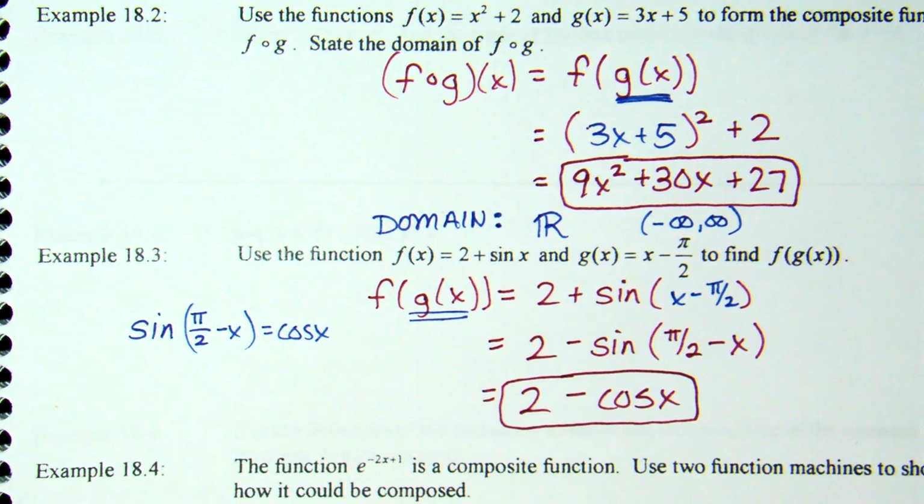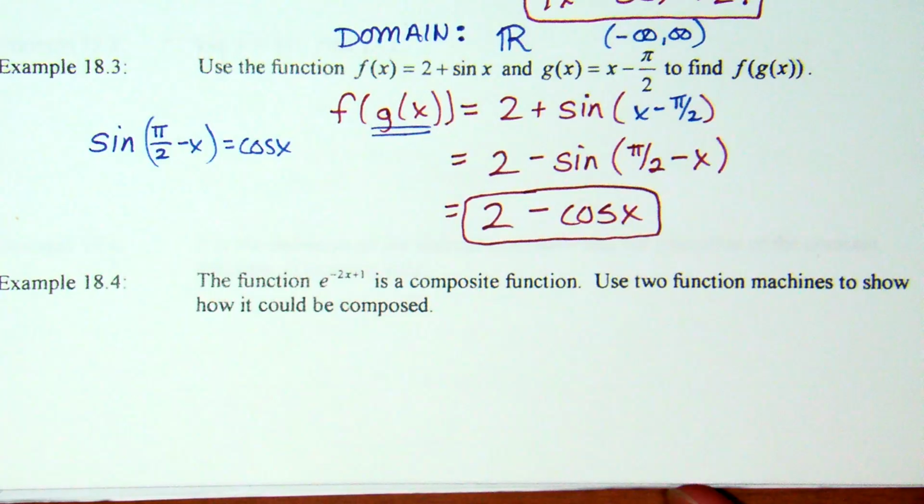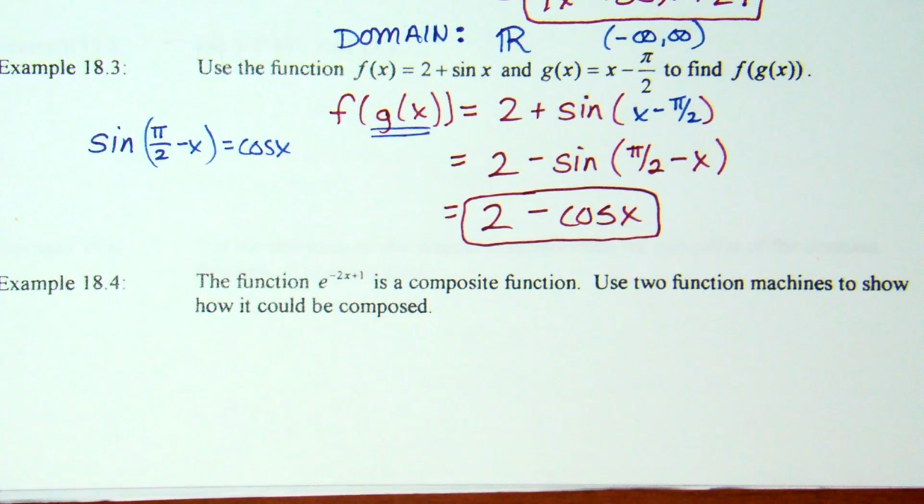Example 4. The function e to the negative 2x plus 1 is a composite function. Use two function machines to show how it could be composed. Basically, if we call this f of g of x, what's f, what's g? That's the short of what this question is asking.